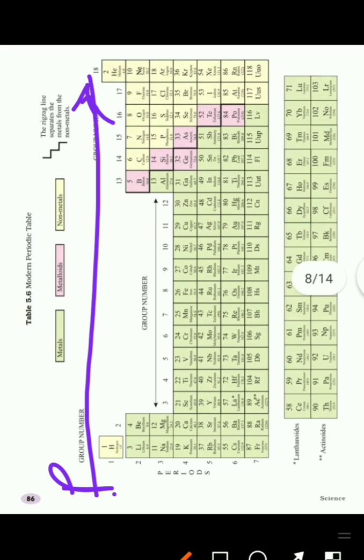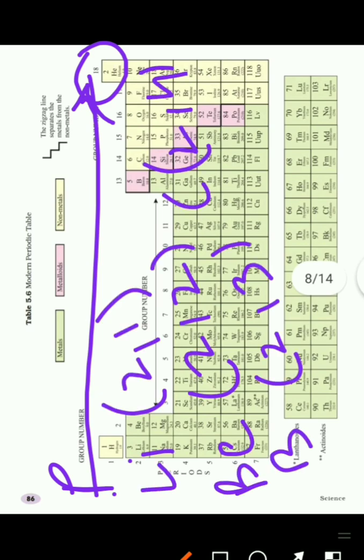We can see in the first period, the first element is hydrogen having 1 electron, atomic number 1. The second element is helium having 2 electrons, atomic number 2. So we can say that electrons get added in the outer shell. We'll take the example of the second period. In the second period we have lithium, beryllium, boron, carbon, nitrogen, oxygen, fluorine and neon. All these elements have two shells, that is K and L shell. But electrons get added in it as we move from left to right.